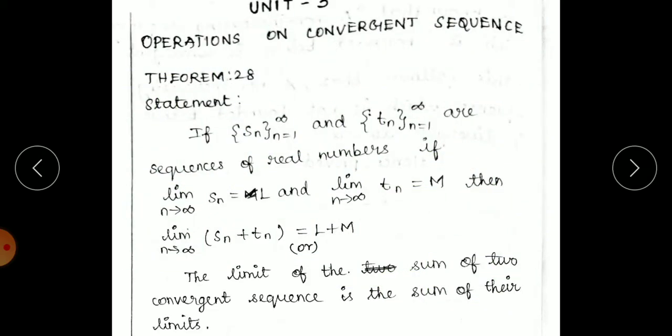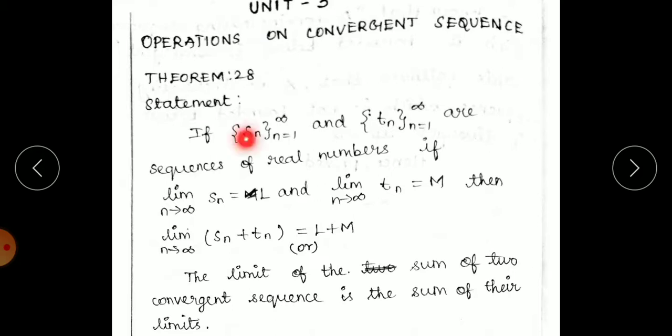Let us see the first theorem. If Sn is a sequence and Tn is another sequence of real numbers, with limit as n tends to infinity of Sn equal to L and limit as n tends to infinity of Tn equal to M, then the limit of Sn plus Tn equals L plus M.